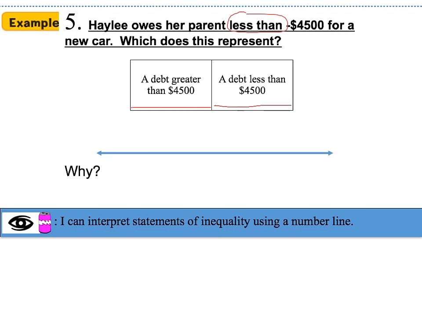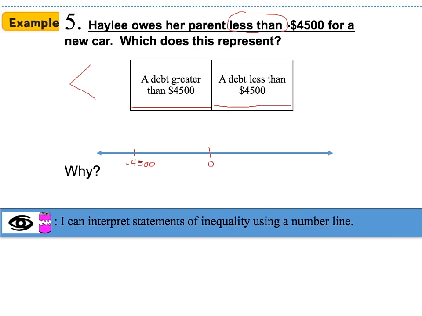So let's talk about it on a number line. Here's 0. And Haley's bank account says that she is in the negative at negative $4,500 because she bought a new car. So if Haley wanted to get out of debt, she would have to pay back $4,500 just to be at 0. However, the problem told me that she owes her parents less than negative $4,500.